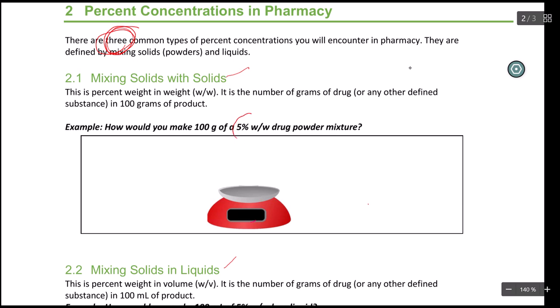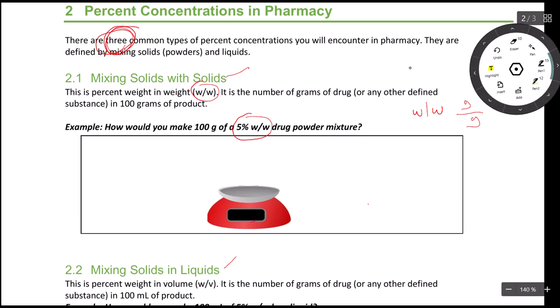It says a 5% weight in weight drug solution. This WW means weight in weight right here. Weight meaning the unit is going to be a weight unit, and the bottom number is also going to be a weight unit, and the weight unit is going to be grams. So every single time you see 5%, 6%, 2.2%, 72.8%, and it's talking about a mixture of powders, that means the number of grams of drug over 100 grams of the material.